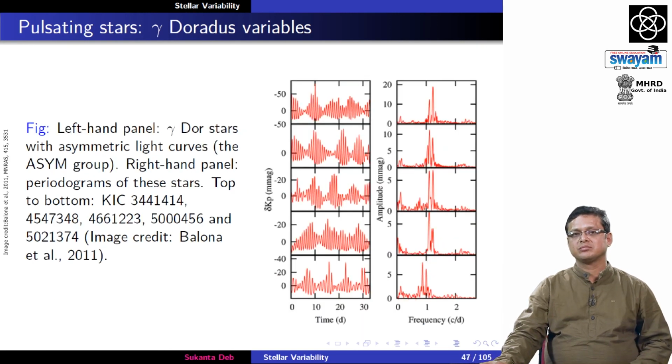Here are the light curves of Gamma Doradus stars, which are asymmetric light curves, and there are five stars which are taken from the Kepler data.